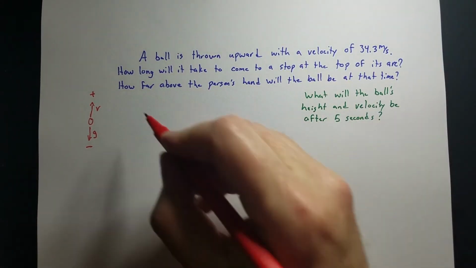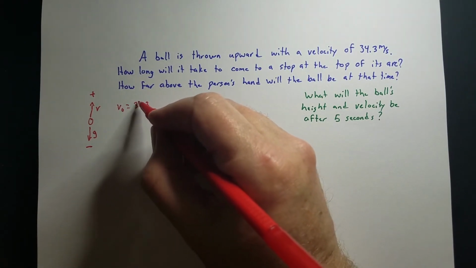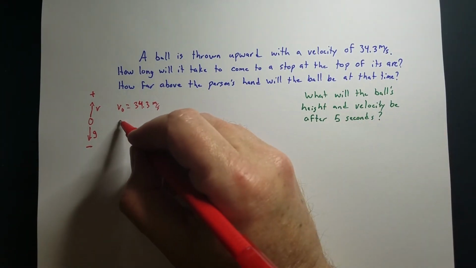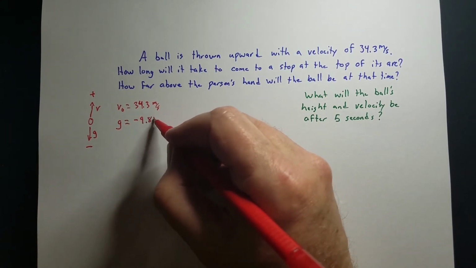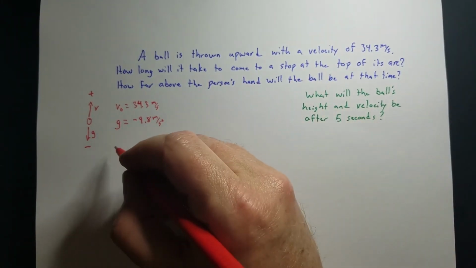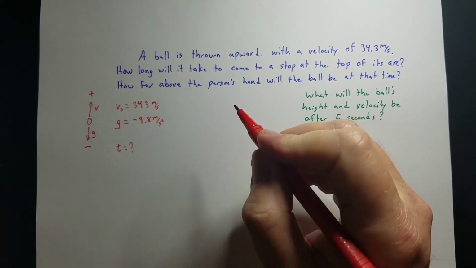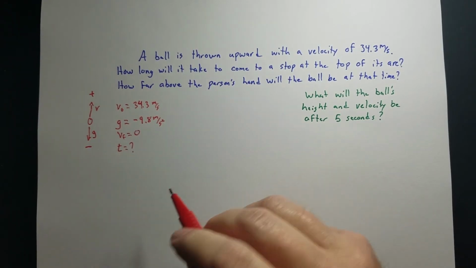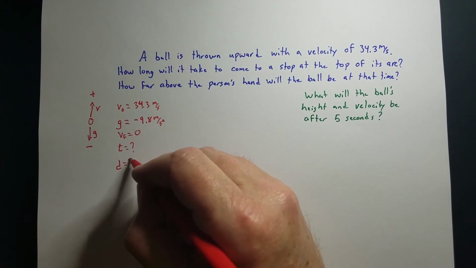So we're going to have to define one way as positive and one way as negative. I'm going to define up as positive, so that makes gravity or anything else downward negative. So a ball's thrown upward with a speed of 34.3 meters per second. We know gravity is acting downward, so that's going to be a negative 9.8 meters per second squared. How long will it take to come to a stop? So we're looking for a time for it to come to a stop. Well, that means the final velocity has got to be 0. And we want to know how far above that person's hand the ball is. So we're also looking for distance.